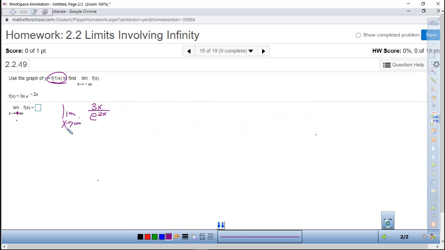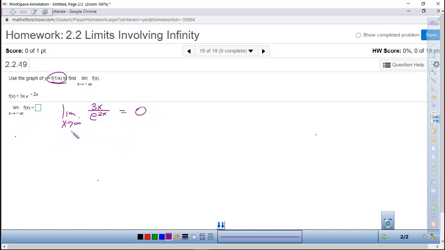But if we had x approaching infinity, now we can put infinity in right here, and we're going to get 3 times infinity over e to the 2 times infinity. And that's where you've got to think about what's growing faster. And e is always going to grow faster than a linear expression. Think about your graphs as you're going off to positive infinity, which one's going up faster. It's definitely going to be the thing on the bottom. So if the bottom is growing way faster than the top, then that's going to approach 0. So approaching negative infinity gives us negative infinity, but approaching positive infinity, we go to 0.